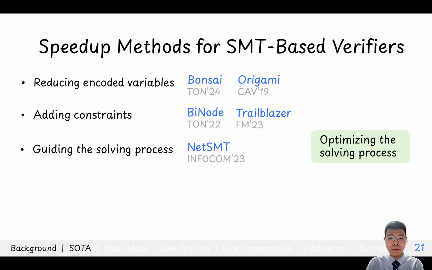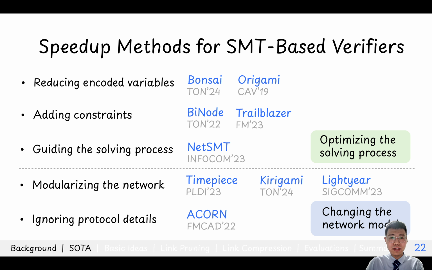One type of speed-up method focuses on optimizing the solving process, for example, by reducing encoded variables or adding extra constraints to the solving process. Another type of method speeds up verification by simplifying the network model, for example, by modelizing the network or abstracting away protocol details.